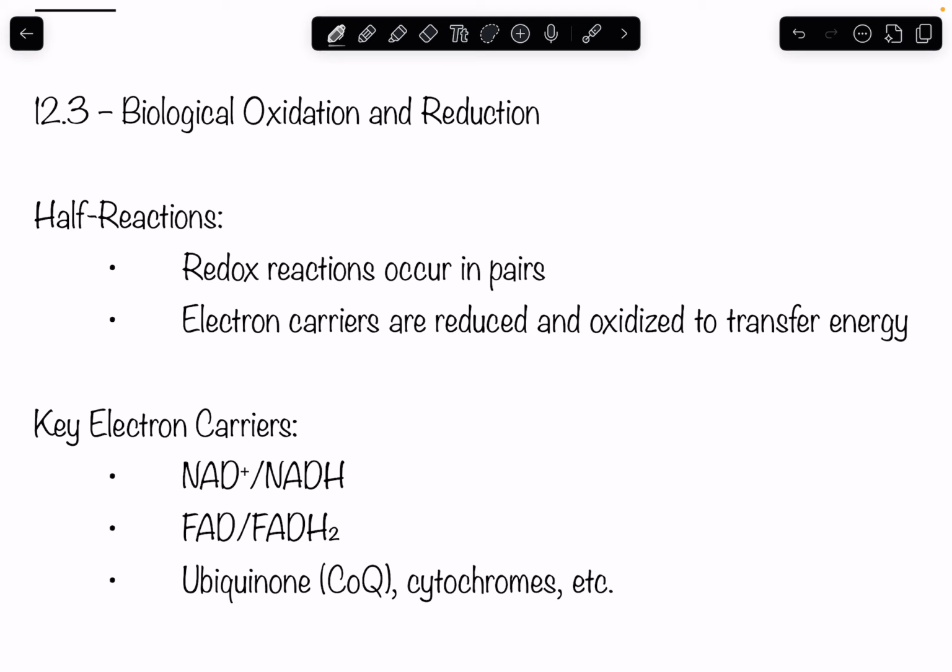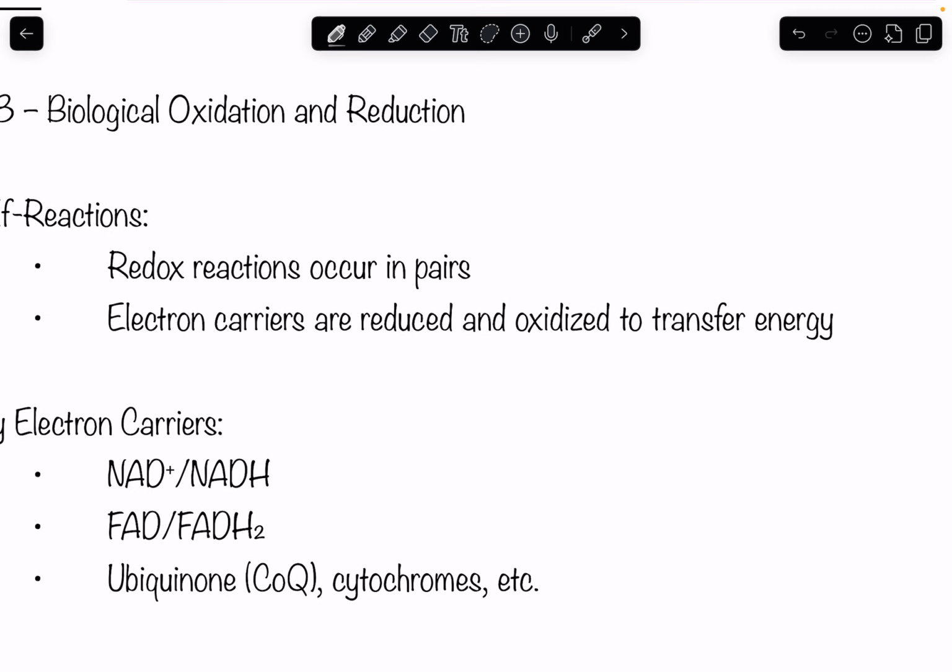So, half reactions. This is more of a Gen Chem thing, but remember, redox reactions happen in pairs. So we have an oxidation and a reduction. Electron carriers are reduced and oxidized to transfer energy.